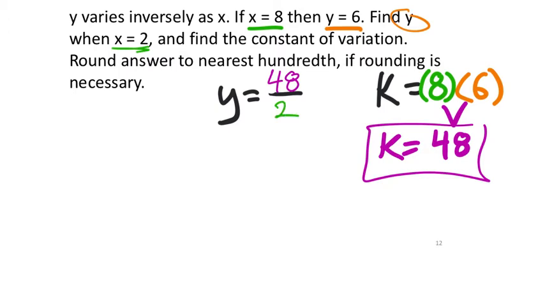And what do you get? 48 divided by 2 is 24. So when x is 2, y is 24. See how that x, hopefully this makes sense, right? The x value was cut in a fourth. It was divided by 4. So correspondingly, in an inverse variation, the y value was multiplied by 4, right? X was divided by 4, y gets multiplied by 4 to get 24.